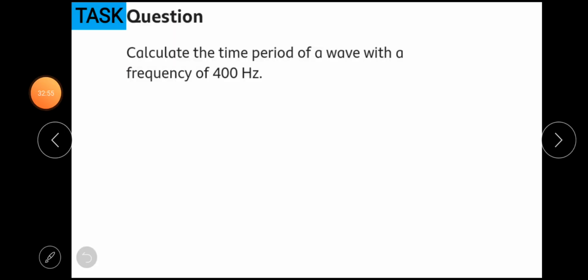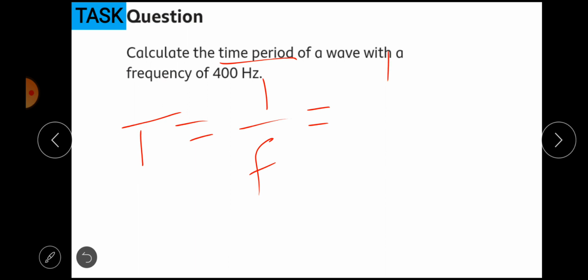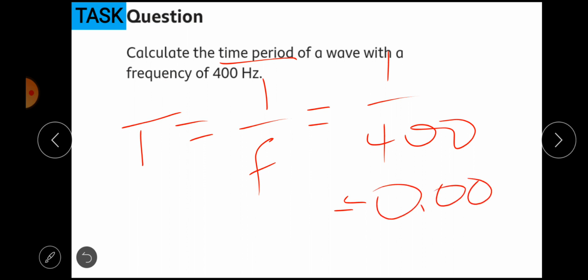All right, let us continue. So here we want to find the period. So period is equal to 1 over frequency, and then we have 1 over 400, and then what do we get? We are going to get 0.0025 seconds. So that is the period of this wave.